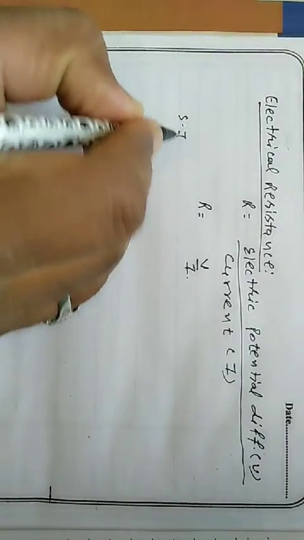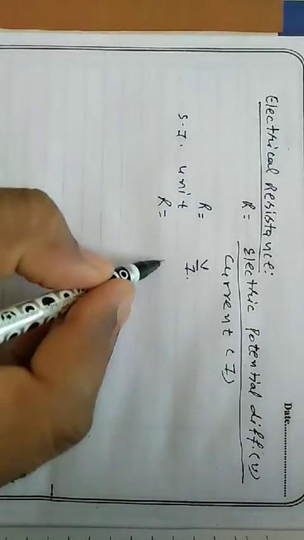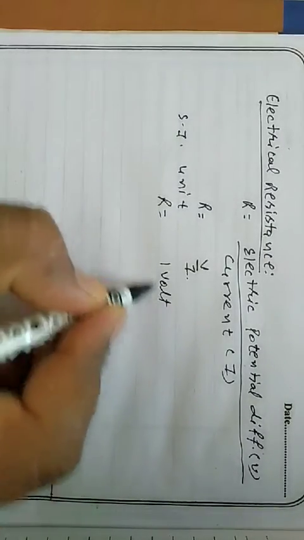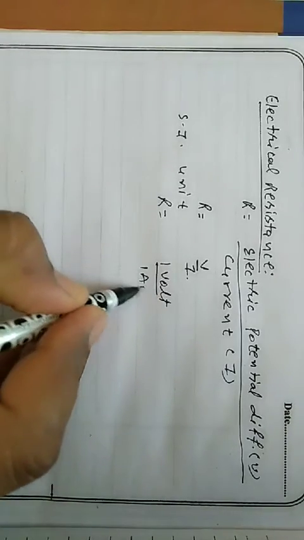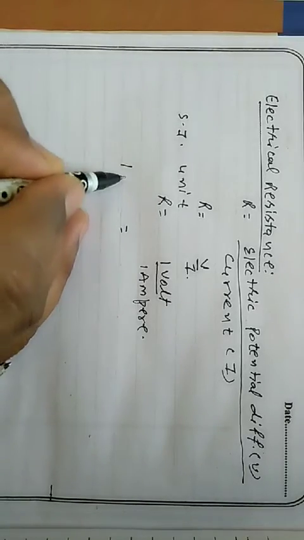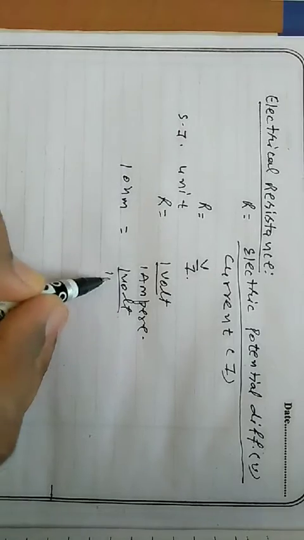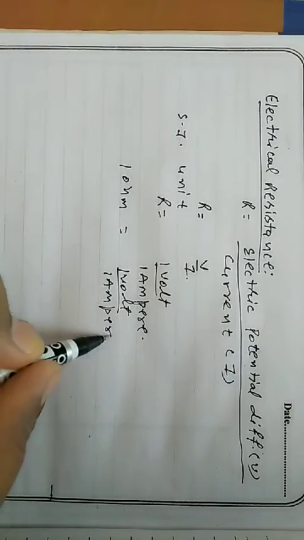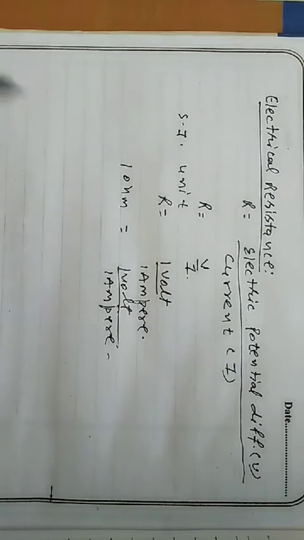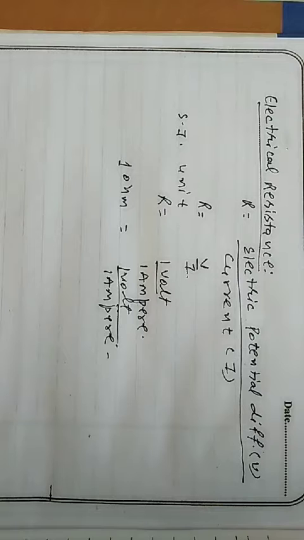SI units. R is equal to V upon I. V is potential, and the unit of potential is volt. I is current, and the unit of current is ampere. Now, the unit of resistance is 1 ohm, which is equal to 1 volt upon 1 ampere. We can define 1 ohm as follows: the resistance is said to be 1 ohm if 1 ampere of current flows when there is a potential difference of 1 volt.